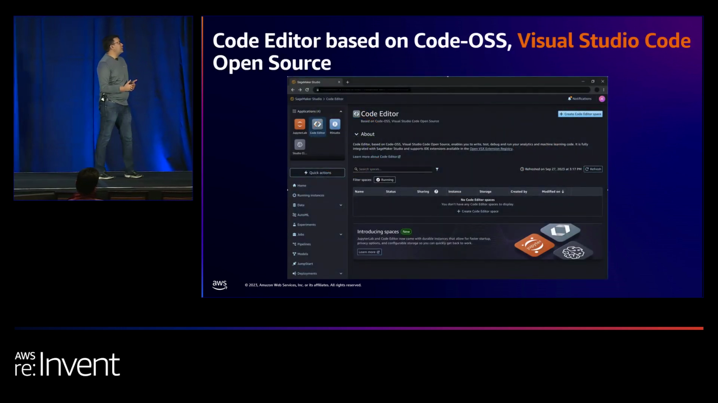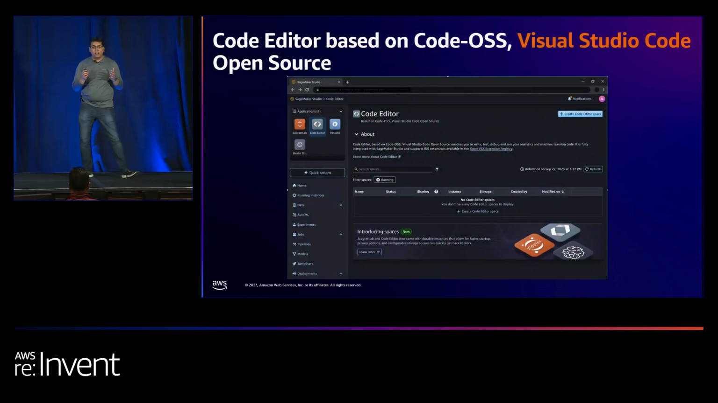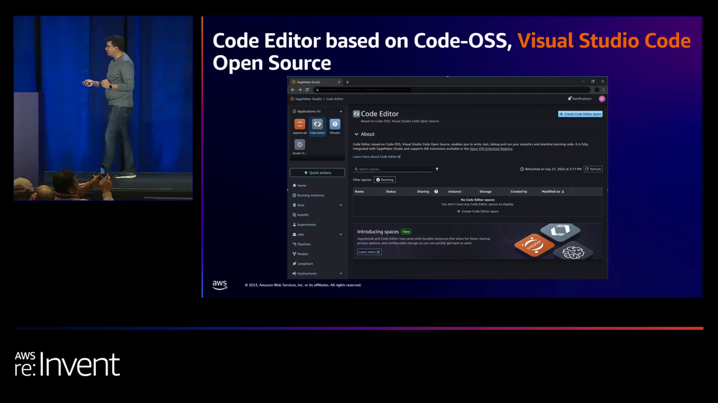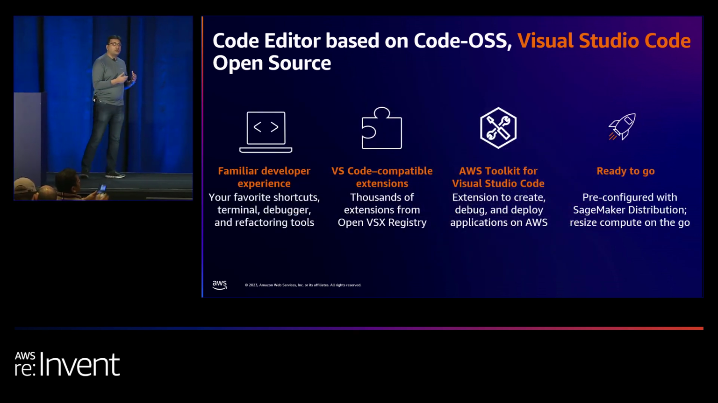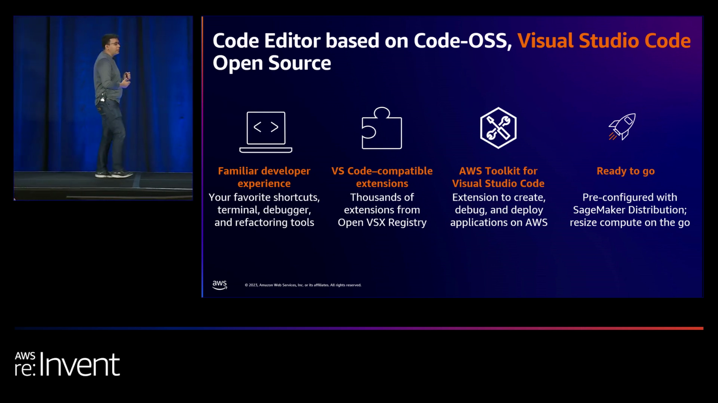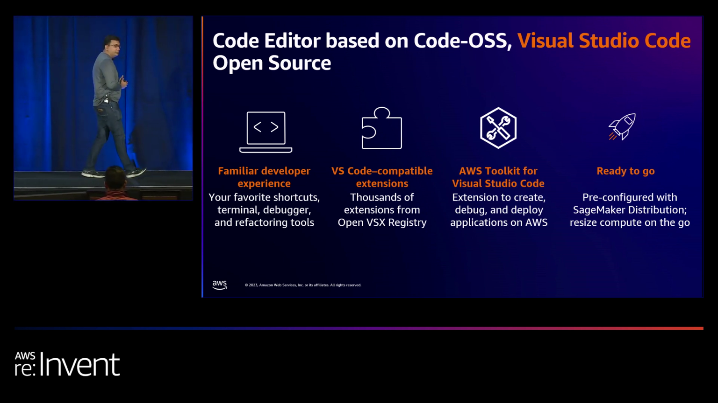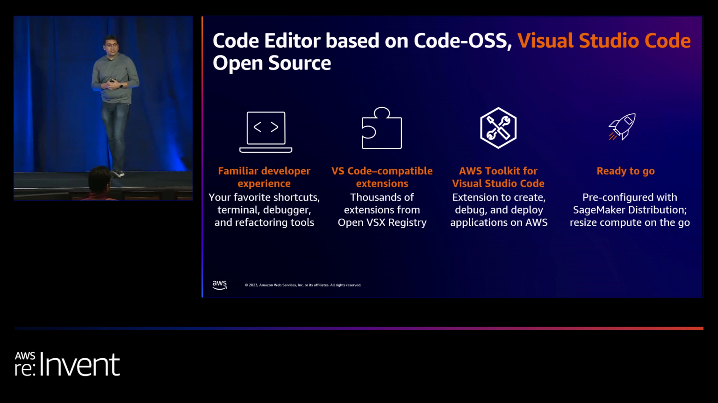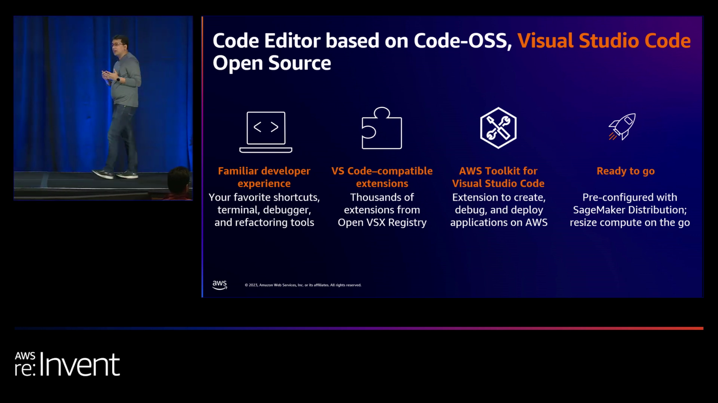So I'm super excited to announce the launch of the new code editor in SageMaker Studio, built on top of Visual Studio Code open source. This is built by AWS, and it uses the Visual Studio Code open source core, which means all your familiar VS Code shortcuts, terminals, and debugging and refactoring tools work in code editor. It also comes pre-installed with an extensions marketplace powered by OpenVSX from Eclipse Foundation, which gives you access to more than 3,000 VS Code compatible extensions.